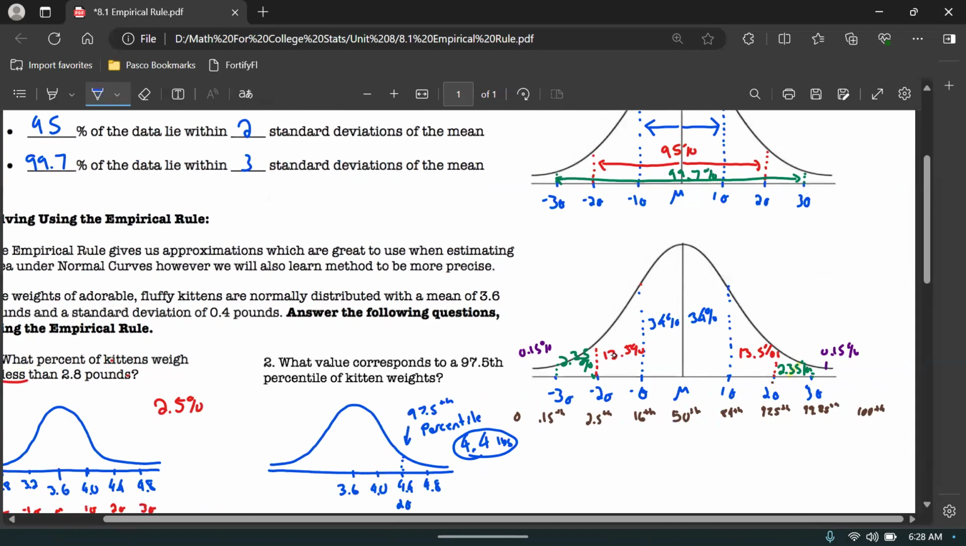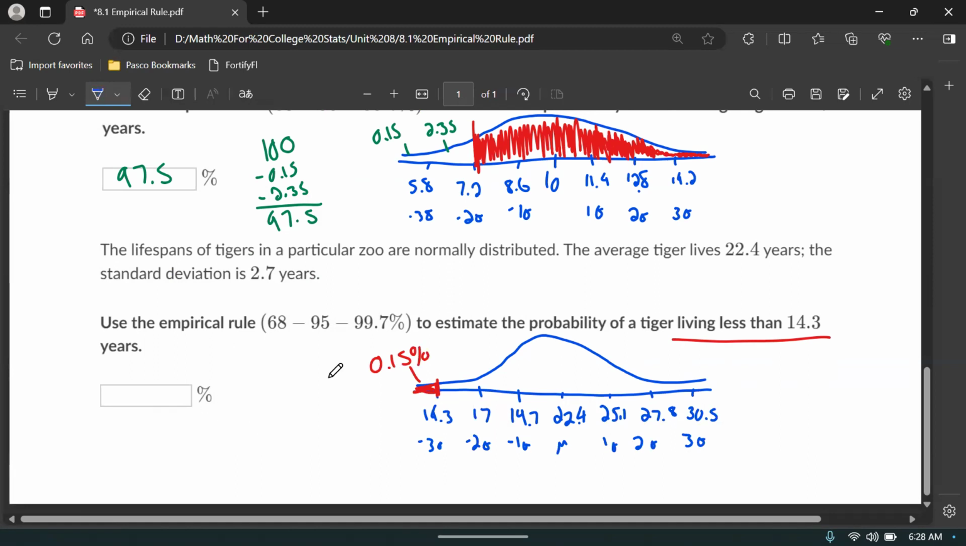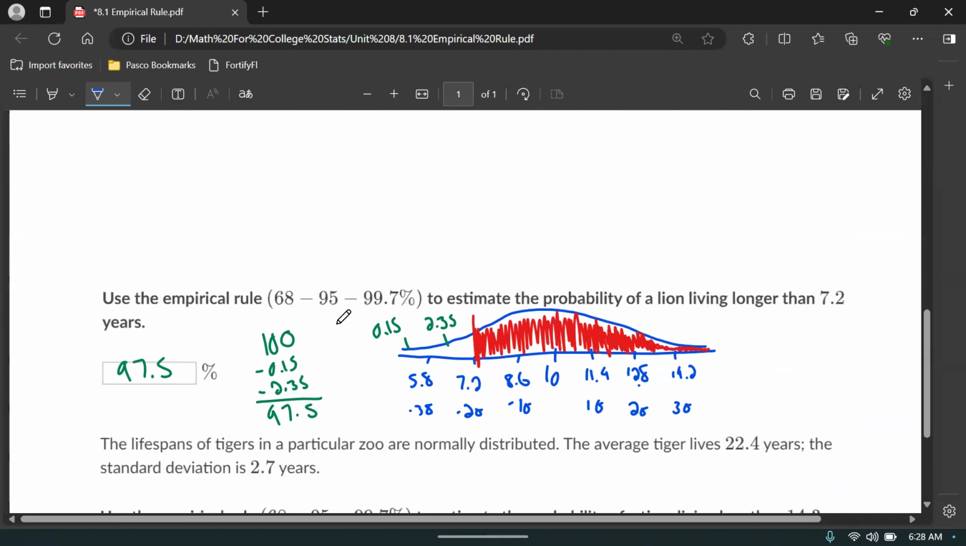All right. So, yeah, that's the only region here that we're looking for, living less than 14.3. Yep, definitely 0.15%.